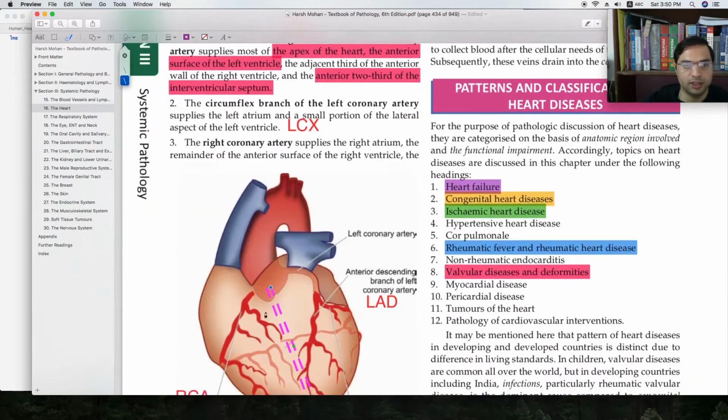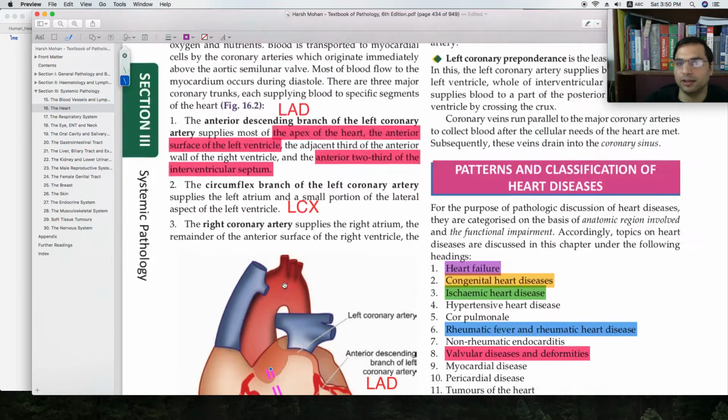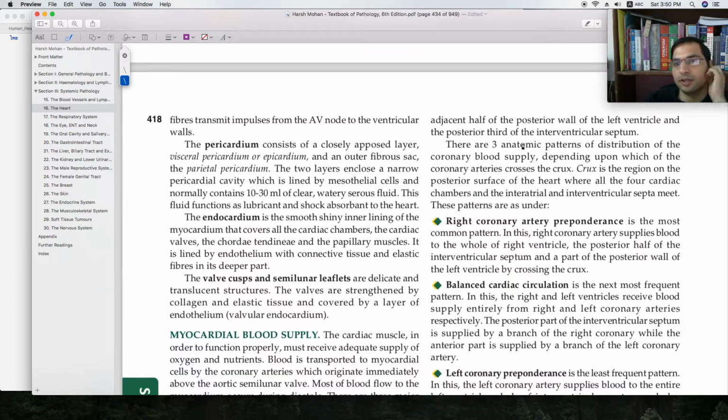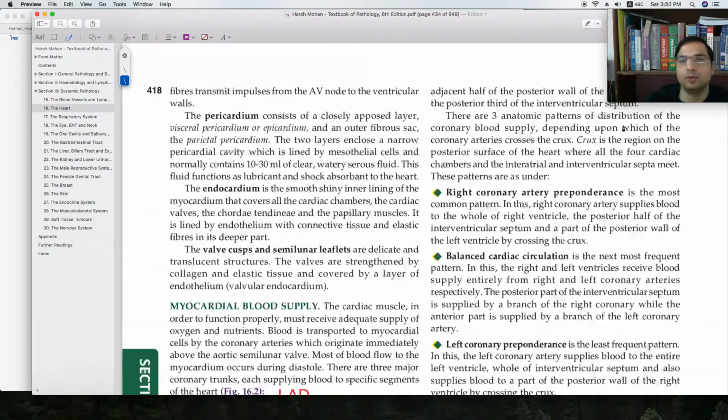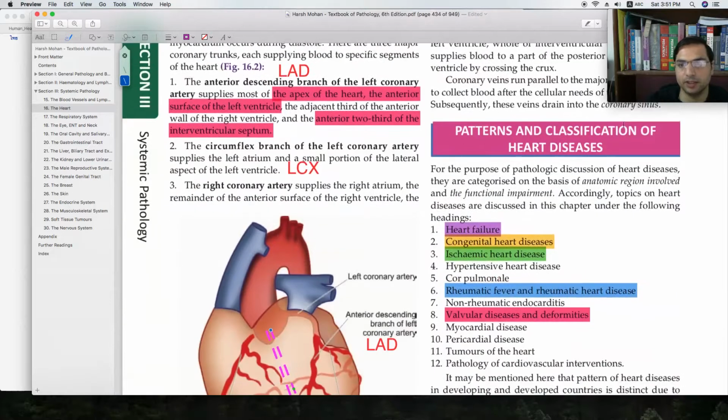So this right coronary artery goes back, from here to the back of the heart. You can see it here, it goes from here to here, and it also supplies some part of the left ventricle as well, right? So the adjacent half of the posterior wall of the left ventricle is also supplied by it. So you have to read this.